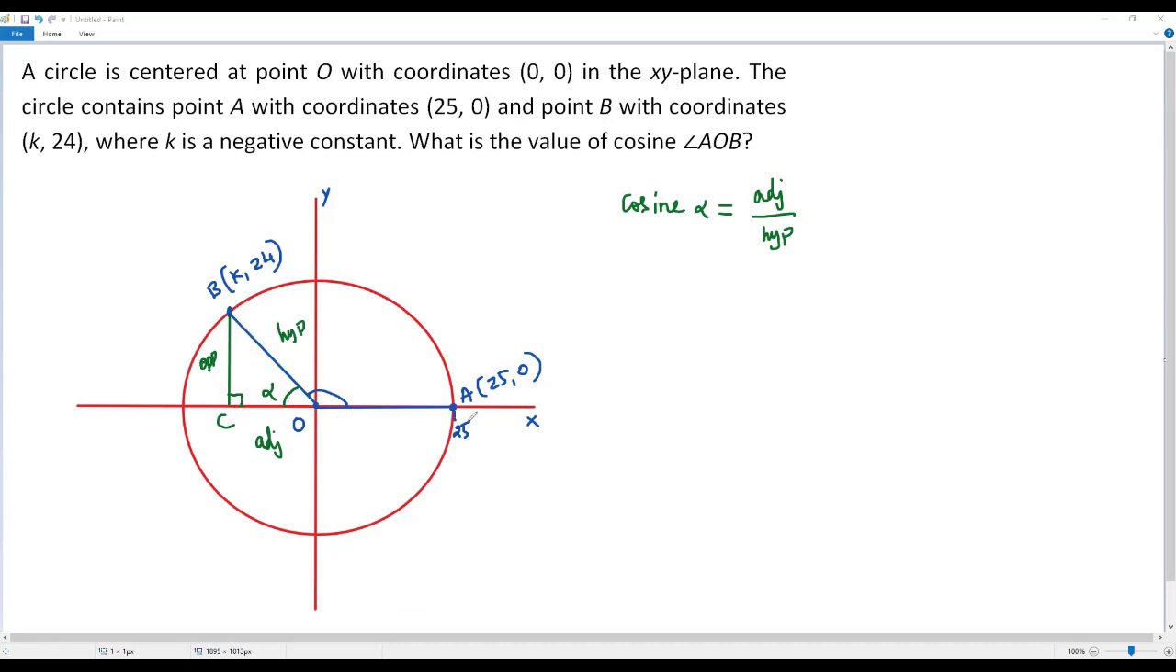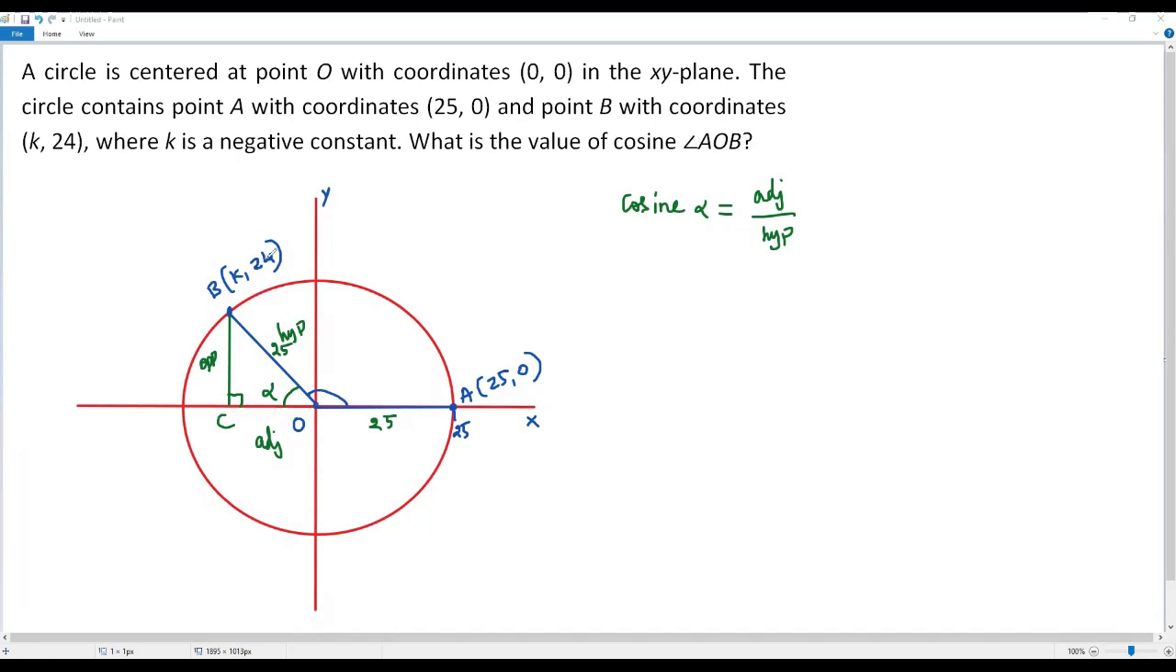Here we have the value 25 on the x-axis, and OA is a line segment which connects the center of the circle to a point on the circle. So this OA represents a radius, and the length of the radius of the circle is 25. This line segment also represents the radius of the circle, so the length of the hypotenuse of this triangle is 25. Still we need the length of the adjacent side to get the value of cosine alpha. How do we get the length of this adjacent side, that is the length of the line segment OC?